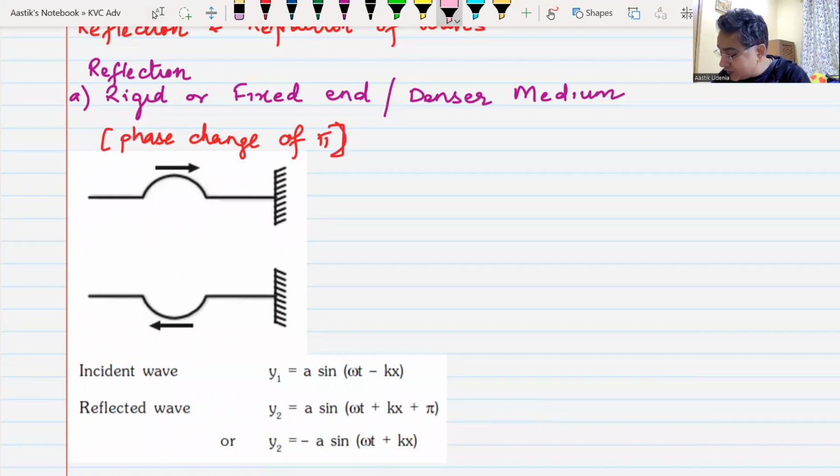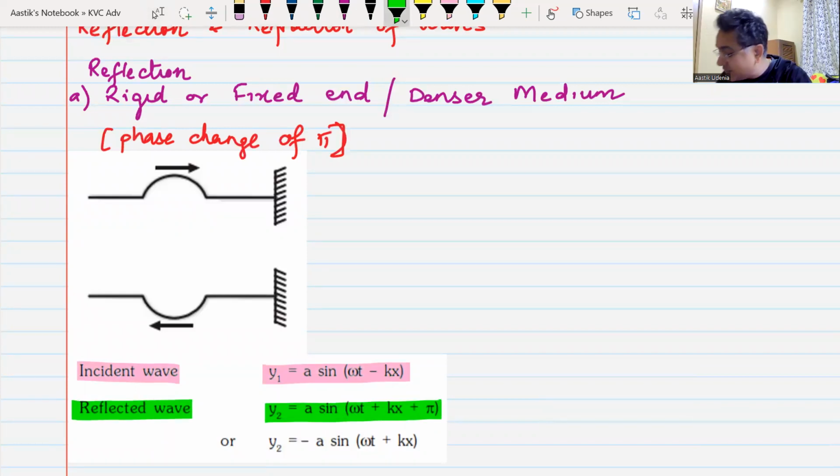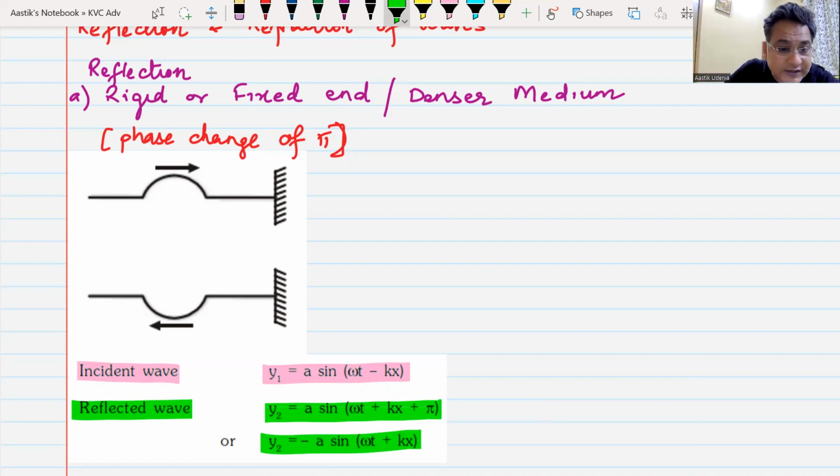So you can see the equation of the incident wave is y1 equals a sine(omega t minus kx), whereas the reflected wave will be a sine(omega t plus kx plus pi), because it is moving in the negative x direction. So you can write it like this. Do we understand this? Yes or no? Yes, sir. Okay. Now the same thing.